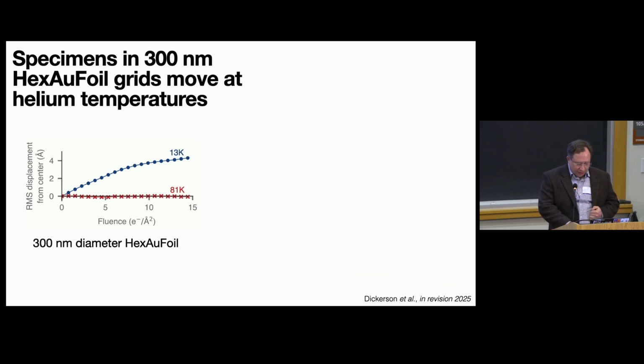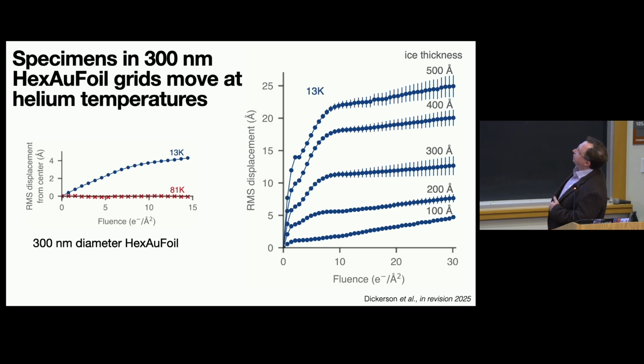And another clue came from this experiment. If you look at different thicknesses of ice layer at 13 Kelvin, the thicker the ice layer is, the more the specimen moves. So it's something to do with the ice. And another experiment, which I won't show the data for, but if you get rid of the ice entirely and you use one of these small hole gold grids, the movement goes away. There's no movement. So these are all clues to sort of what's going on in this.